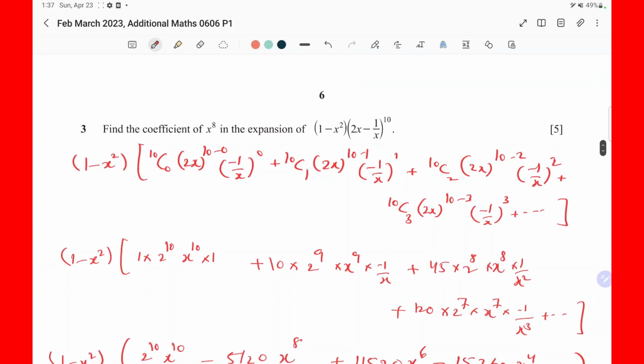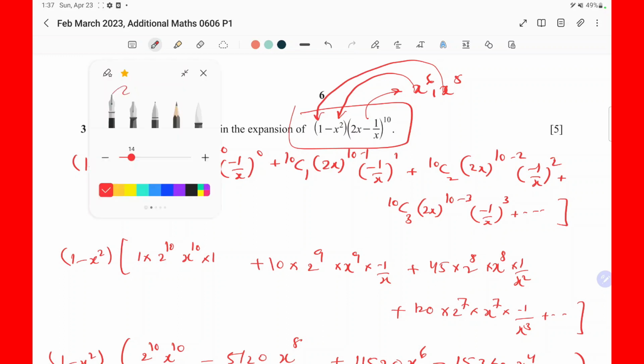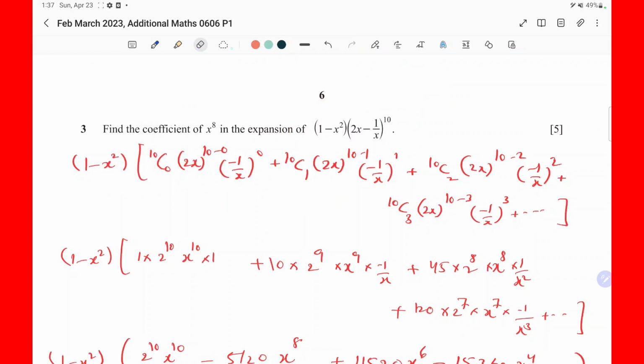Find the coefficient of x to the power 8 in the expansion of this. Okay, so this is 1 minus x square, right? So here I have to look for x to the power 6 and x to the power 8, because x to the power 6, if it is multiplied with x square, then also we can get x to the power 8, and x to the power 8 if multiplied by 1, then also we will get x to the power 8.